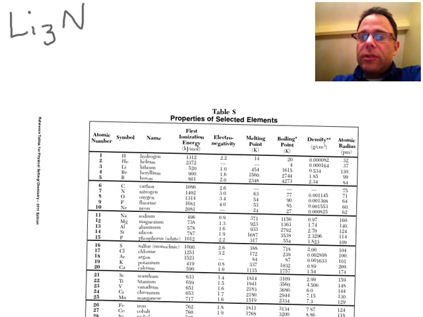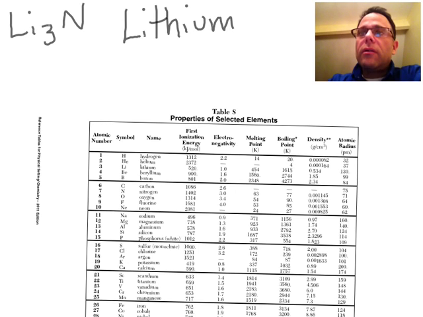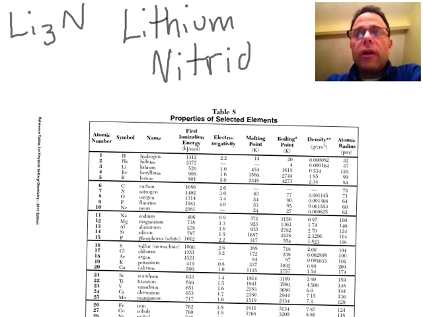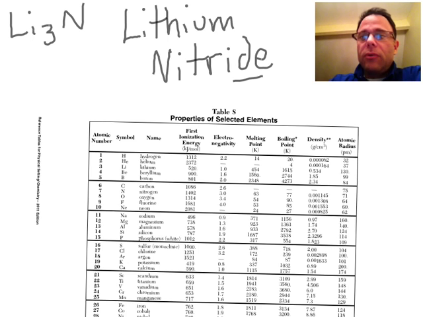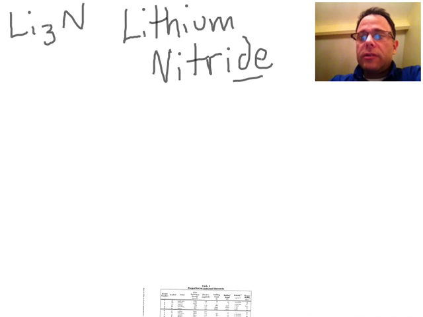So our first one would be named lithium. Well, the second element is nitrogen. We have to alter its name and make it nitride. So in essence, what we do is we chop off the end, we add ide. Let's do another example.